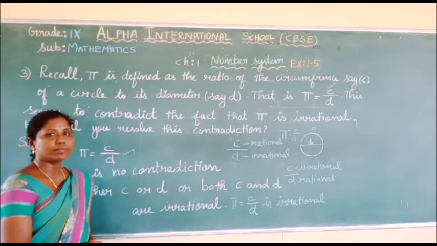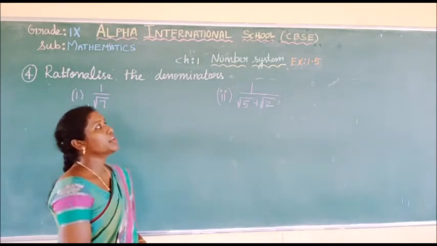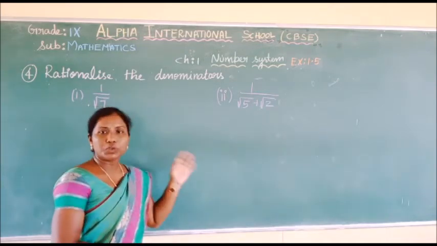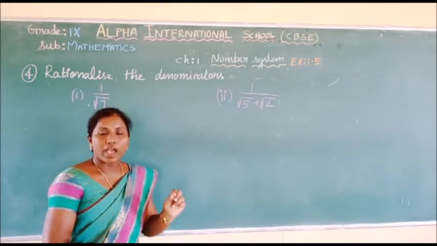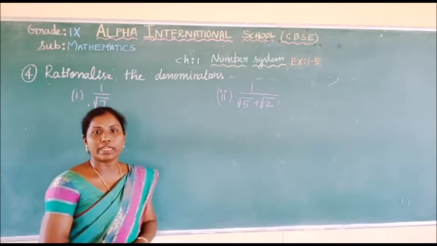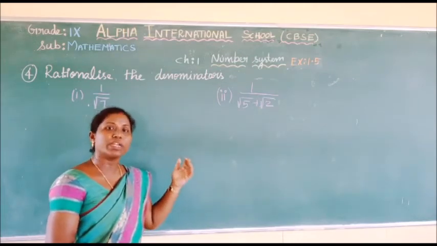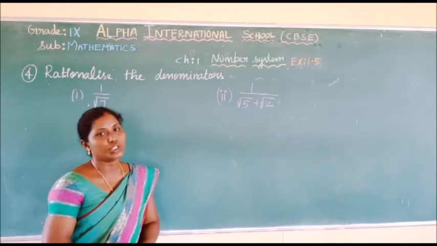Okay, children. The next problem in the exercise: rationalize the denominators. What does it mean to rationalize the denominator? See here, I took two problems. The two denominators are irrational numbers. We have to rationalize them, make the denominator a rational number. Only the denominator, no need to bother about the numerator. Whether the numerator is rational or irrational, no problem. Just rationalize the denominator.